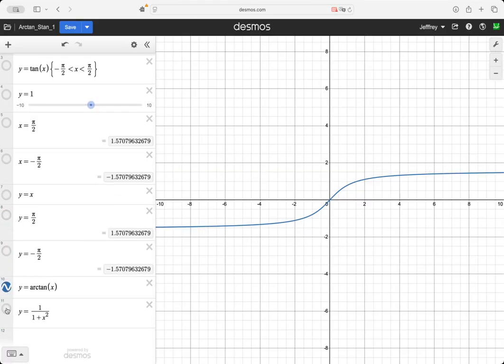Anyway, if you take the derivative, you get 1 over 1 plus x squared. Note that the arctan function is always increasing, so its derivative is always positive. The point where the slope is the steepest is at 0, 0, and that's where the function 1 over 1 plus x squared takes its largest value, where it's 1. So that's the derivative of the arctan function.